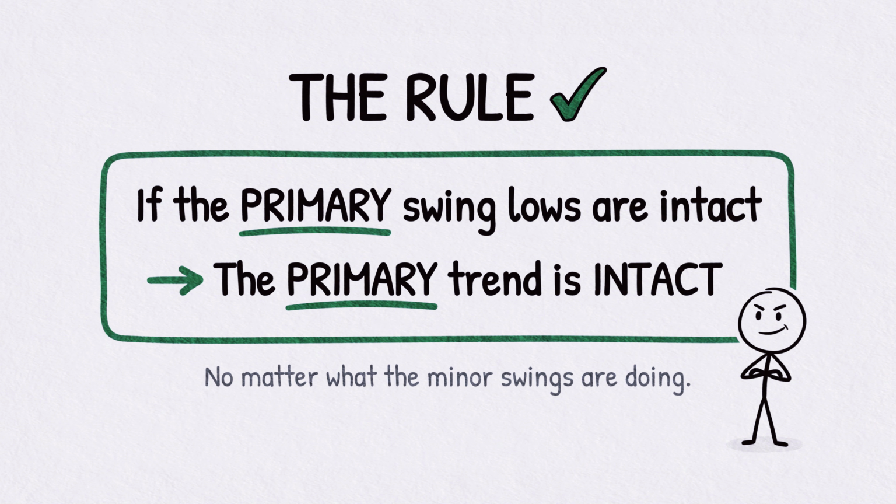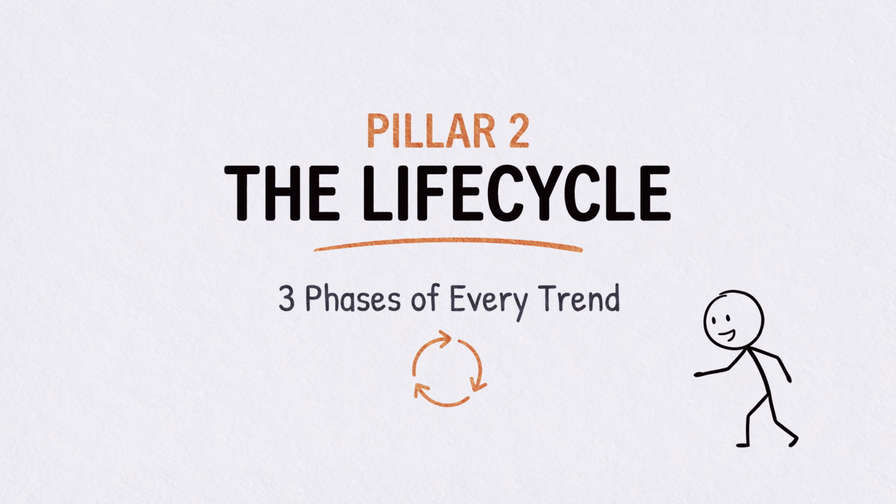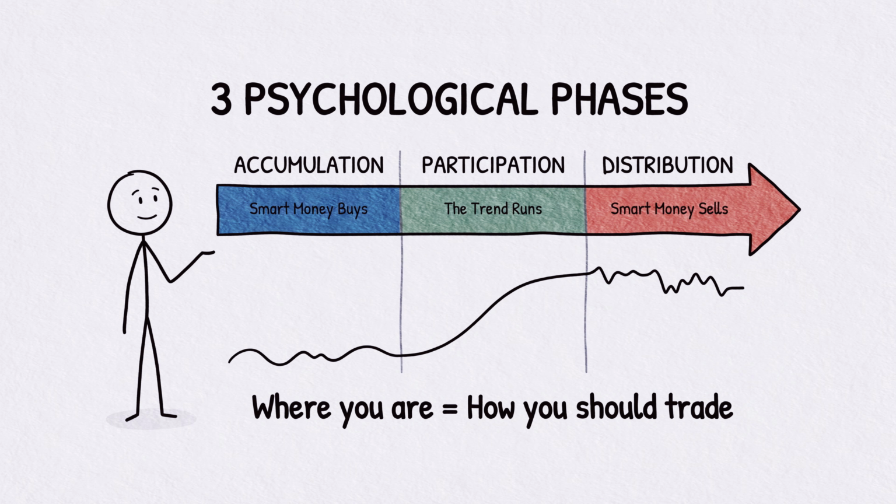You can now read structure properly. But here's the next question. Where inside the trend are you right now? Because the answer changes everything about how you should trade. This is the most practical part of Dow theory. Every major trend moves through 3 psychological phases. Understanding these phases tells you exactly where you are and whether you should be buying, holding, or getting out.